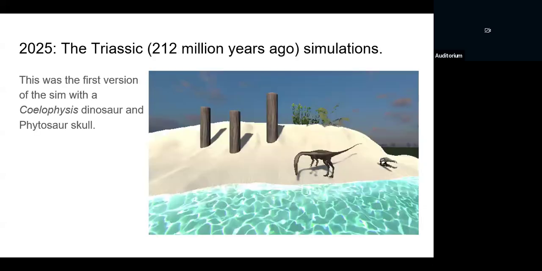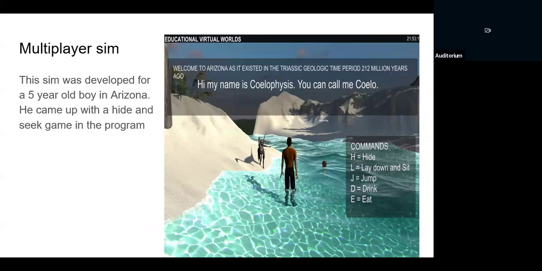All right, so I did the Jurassic, I did the Cretaceous, then I said, why not do the Triassic? So I started to put together a very simple Triassic simulation with a Coelophysis dinosaur, and then I put a Phytosaur skull in it. I work with a family here in Arizona, and there's a 6-year-old who really loved dinosaurs. So I made it multiplayer so that I could be in New York and he could be in Arizona and run around and play with dinosaurs. Here you see a screen capture of that.